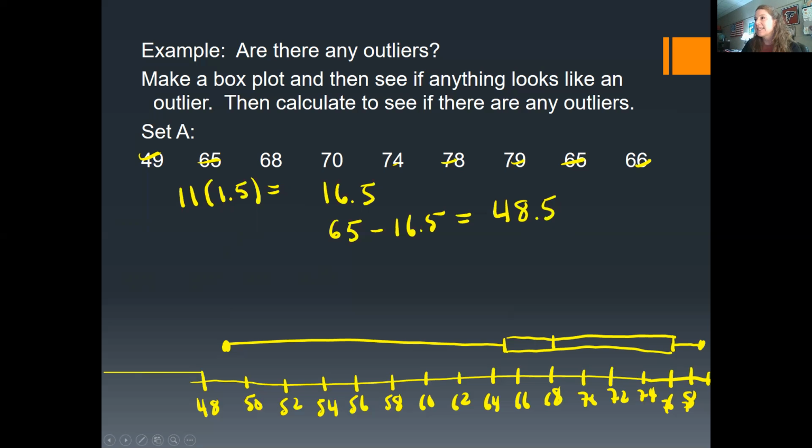And then if we did the same thing, if we took our upper quartile, which is 76, and added 16.5, 76 plus 16.5 is 92.5. Well, do we have a number above 92.5? No, we don't. So we don't have an outlier above our data. So the answer is a little surprising, isn't it?